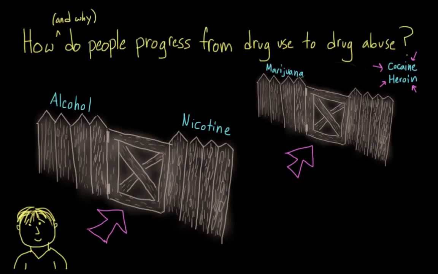But there are a few problems with this theory. The first is that correlation does not imply causation. Just because individuals have the tendency to follow a certain path for drug use doesn't mean that one causes the other.